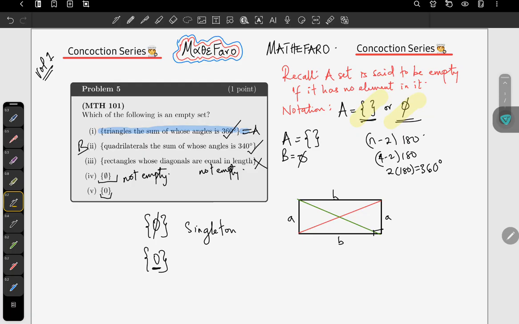So again, remember, a set is said to be empty if it has no element in it. And with that, we've come to the end of the set theory problems of volume 1 of the Concoction Series.